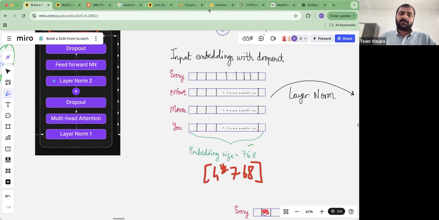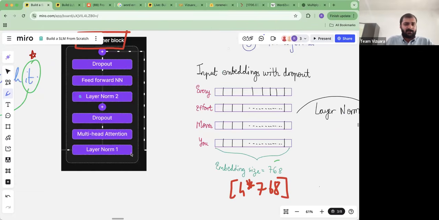Typically, a processor block has 6 steps happening. It has a step called layer norm. It has a step called multi-head attention. It has a step called dropout. So let me mark them as 1, 2, 3. Then another layer norm, 4, 5, and 6.